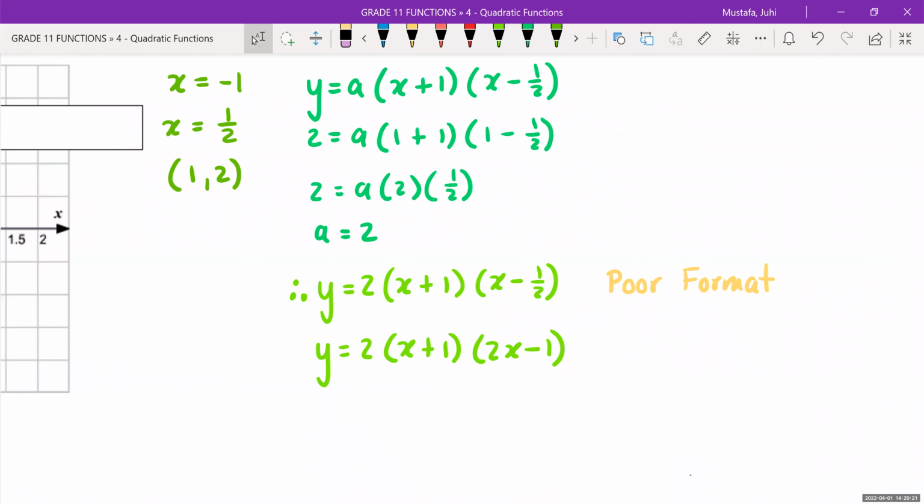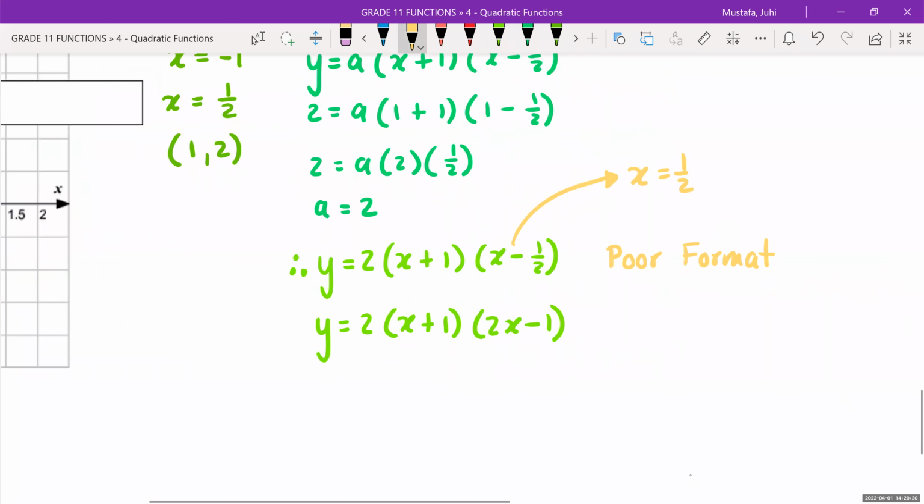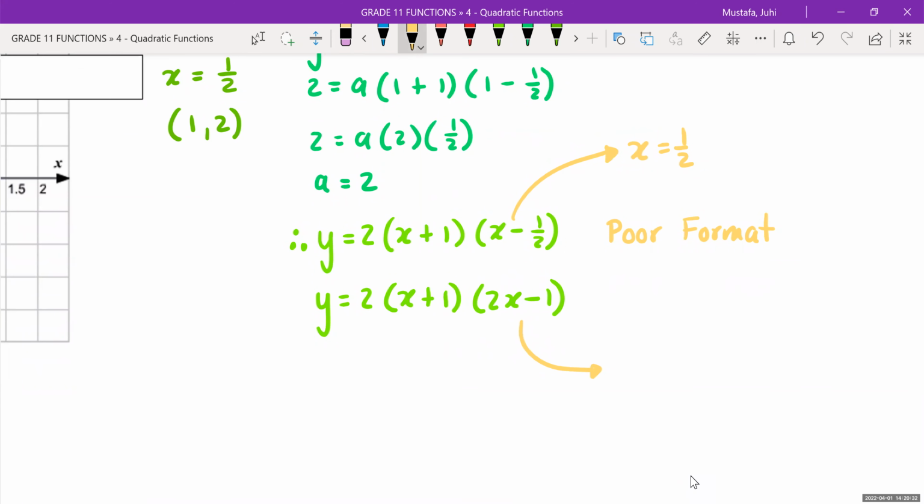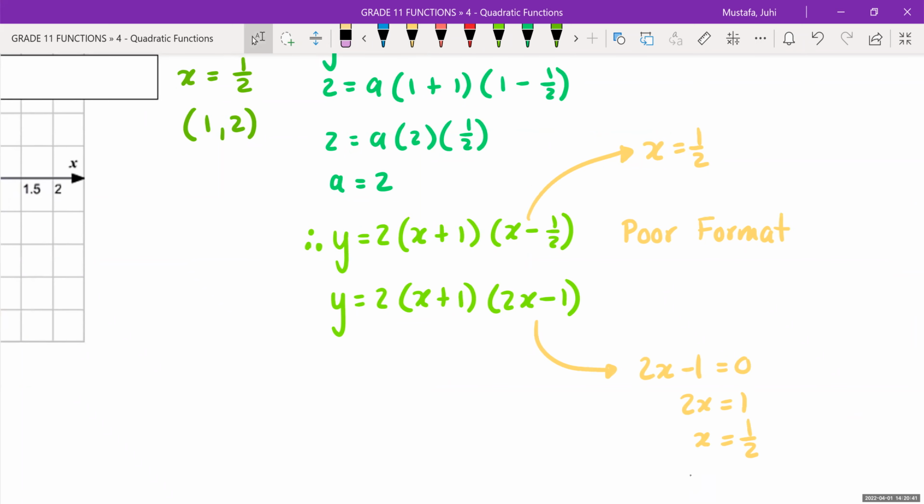Just to show you that this works, because I have to prove it to you, if I were to solve that bracket, I would end up getting x is equal to a half. If I were to solve this bracket, I would get 2x minus 1 is equal to 0, 2x is equal to 1, and x is equal to a half. So either form gives you the same x-intercept of a half. However, we never leave a factor with a fraction. You always want to have it written like 2x minus 1.